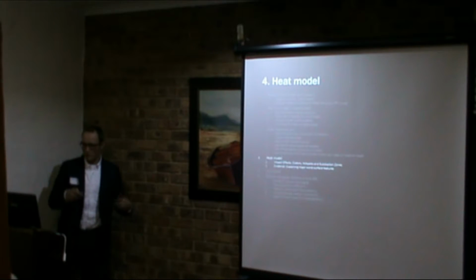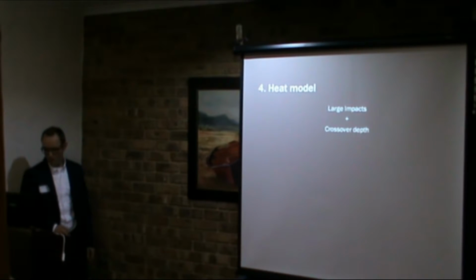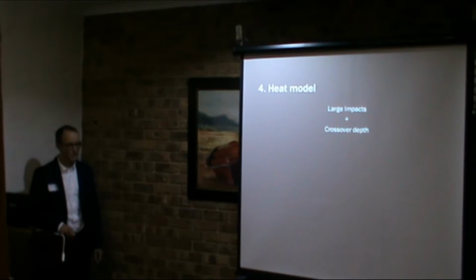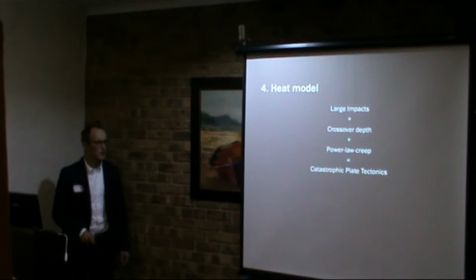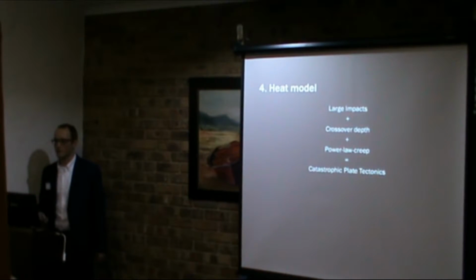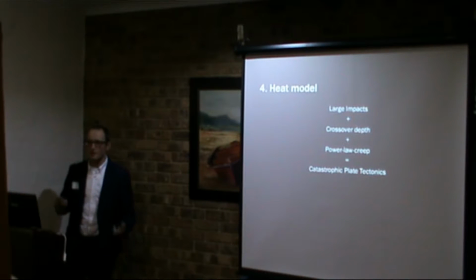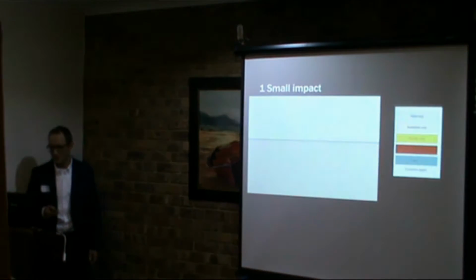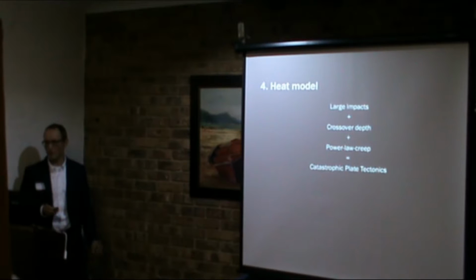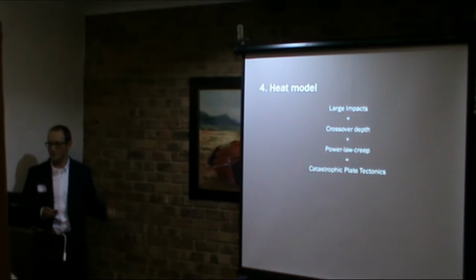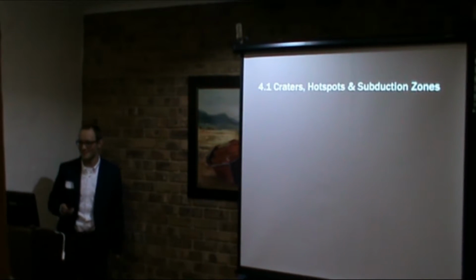So how can we use these things? Well, if we have these large impacts and we have this crossover depth and we have the power law creep, then that will result in catastrophic plate tectonics. That's cause and effect. So Michael Oard and John Baumgardner both don't want this, but I think it happens. They don't like each other.